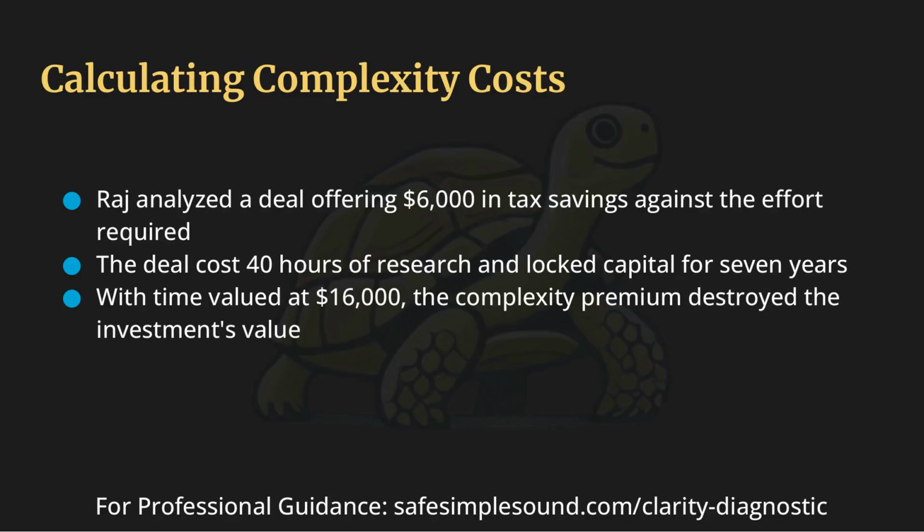Raj is a cardiologist. He loves optimizing. He's looking at a complex oil and gas partnership to save taxes. He applies question 2, the complexity premium. The deal saves him $6,000 in taxes, but it requires 40 hours of research, annual K-1 tax forms, and locks up his money for 7 years. Raj calculates his time is worth $400 an hour. He is spending $16,000 of his time to save $6,000 of taxes. The complexity premium destroys the value. He discards it and buys a simple municipal fund instead.